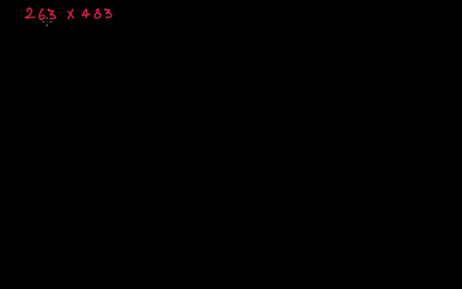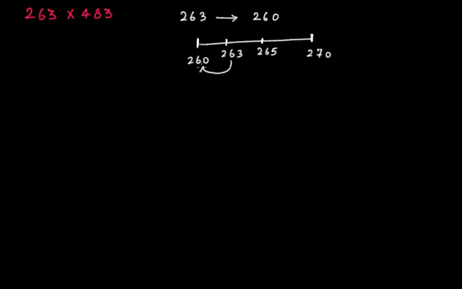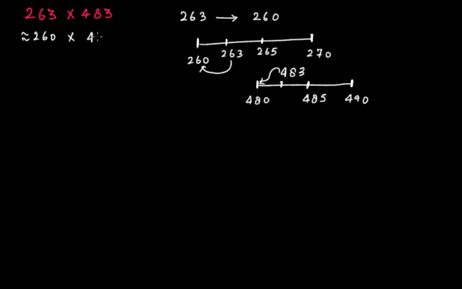If you try to round it off to its nearest 10, the nearest 10 for 263 will be 260, right? How? The two close tens will be 260 and 270. In between will be 265. Your number is 263, which is closer to 260, so you will say this is 260. Similarly, for 483, the two close tens will be 480 and 490. In between will be 485. Your number is 483, which is nearer to 480, so this is 480.